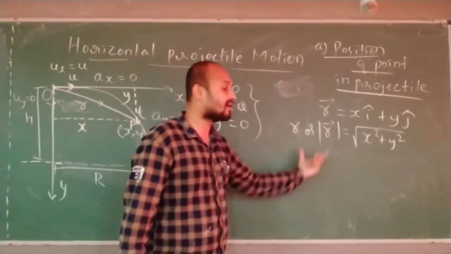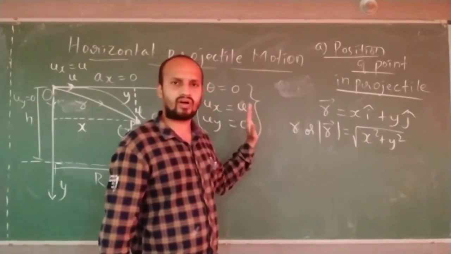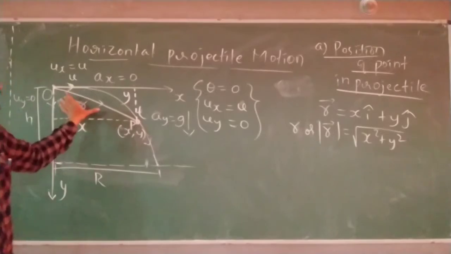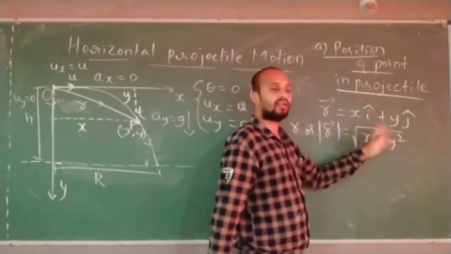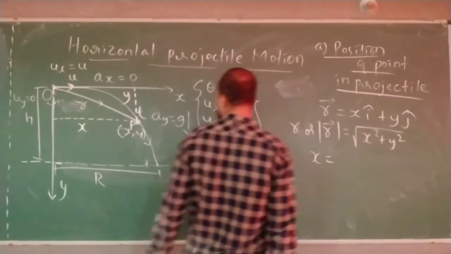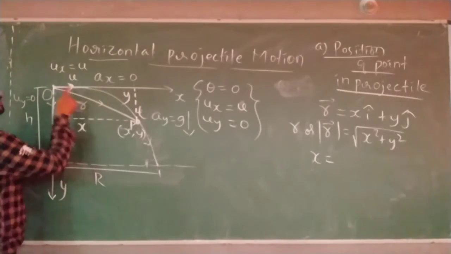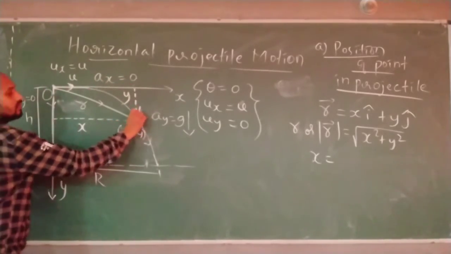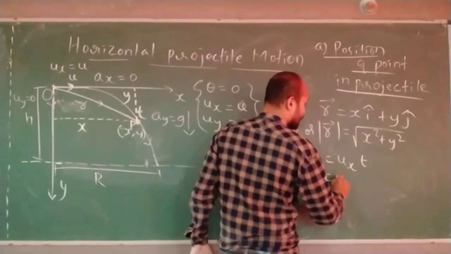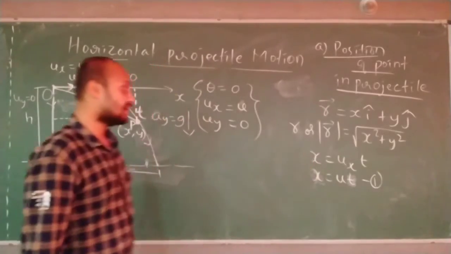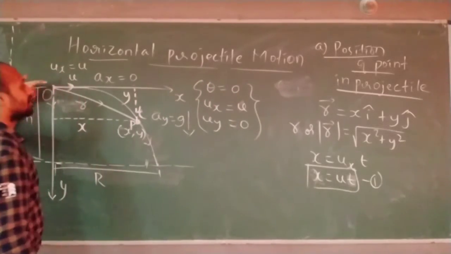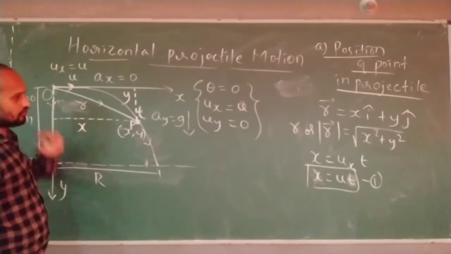Here I am writing in terms of vectors, because I have already dealt with oblique projectile motion. So this is the way I usually write it. The position is given by r, and the magnitude of r is given by this. Our job is to find x and y. Let us find x. x is ux into time t, so x is u into t. Why? Because u is the initial velocity, which is horizontally projected, so ux is equal to u here.